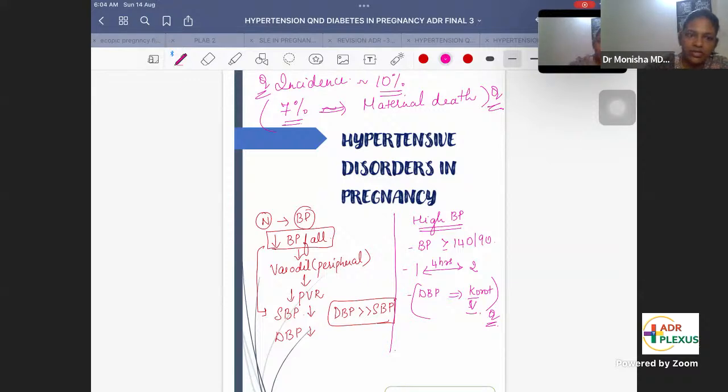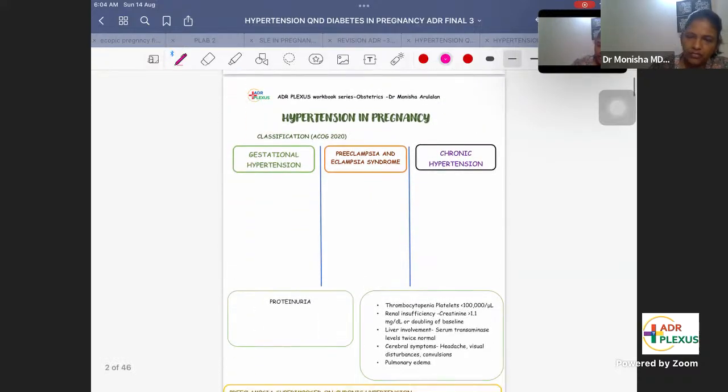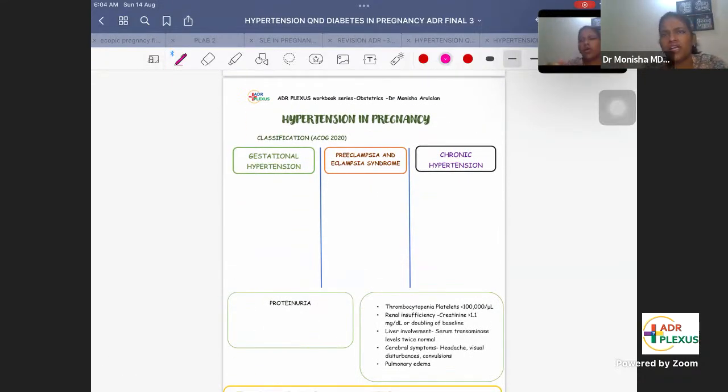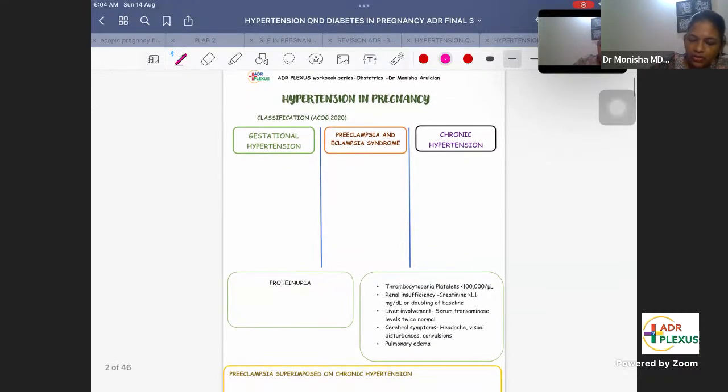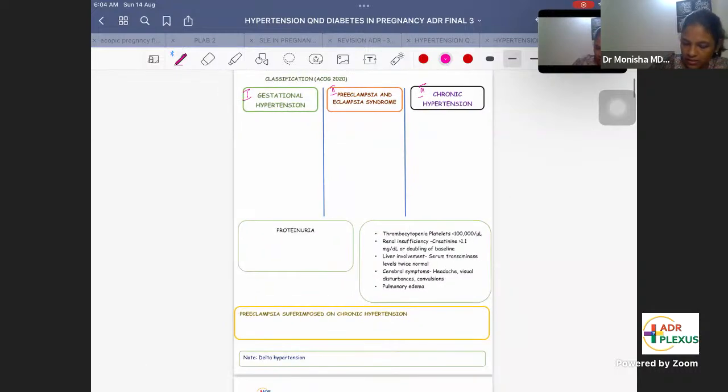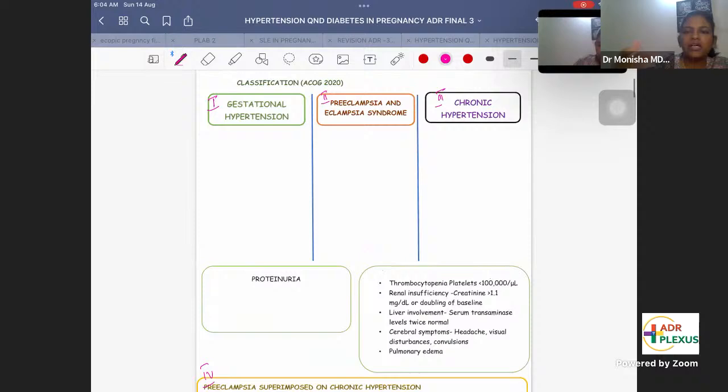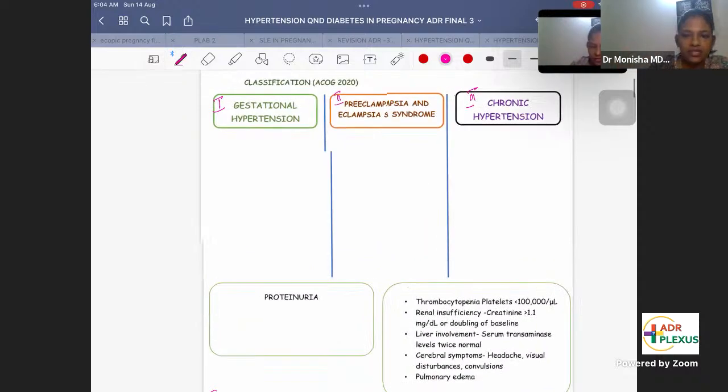Next, we will go to the types of hypertension. Right, coming to the types, classification, there are a lot of classifications: ISSHP, ACOG, RCOG criteria, NICE criteria. But we will follow the Williams 26th edition, that is the ACOG 2020 classification. According to which it is divided into gestational hypertension, preeclampsia syndrome, third one is chronic hypertension, and the fourth one is preeclampsia superimposed on chronic hypertension. So we will be starting out one by one. So we'll start with gestational hypertension.